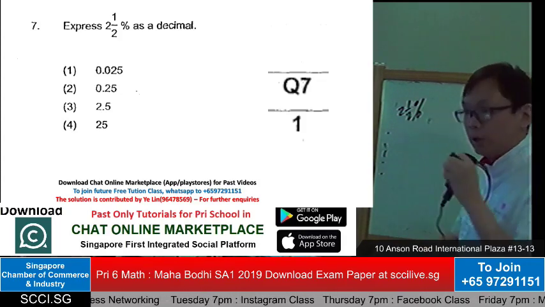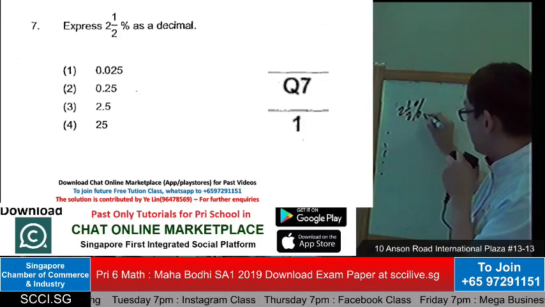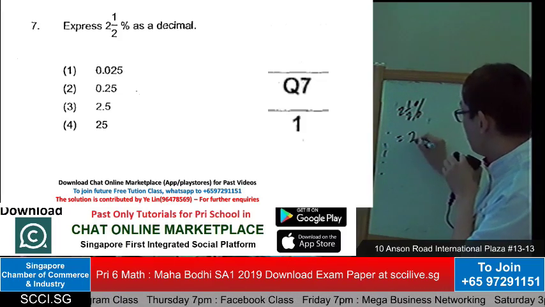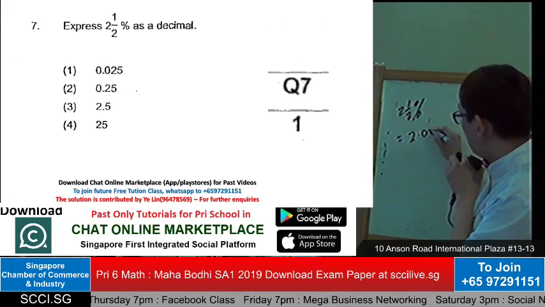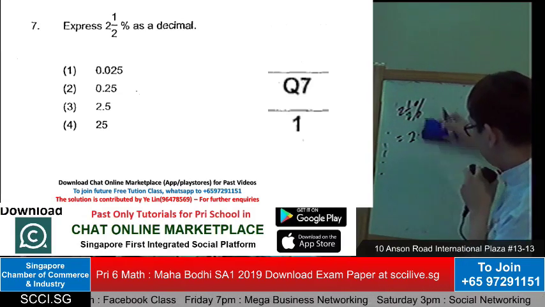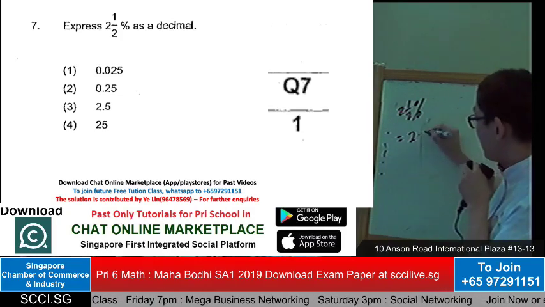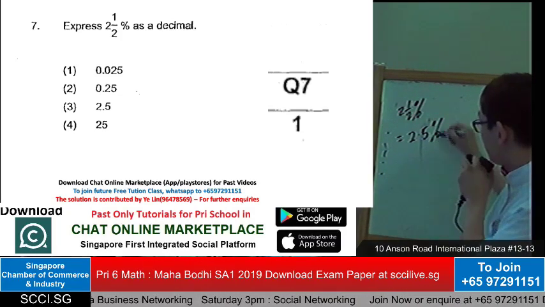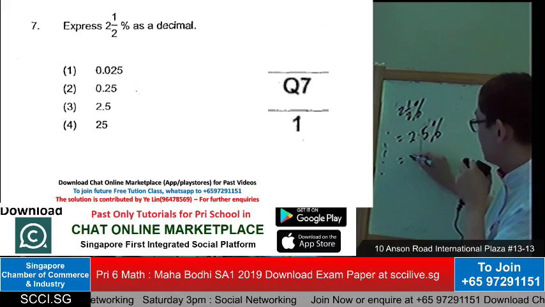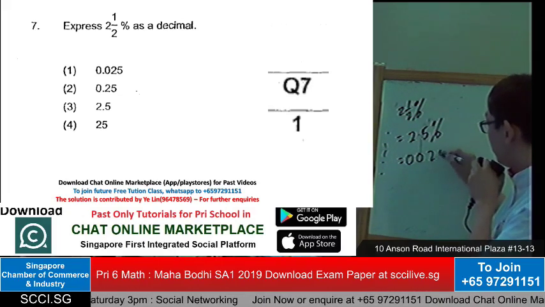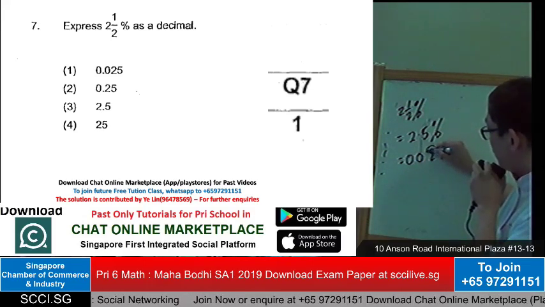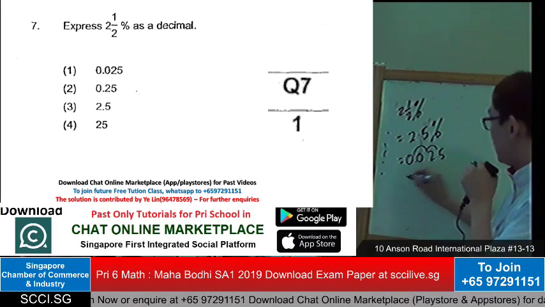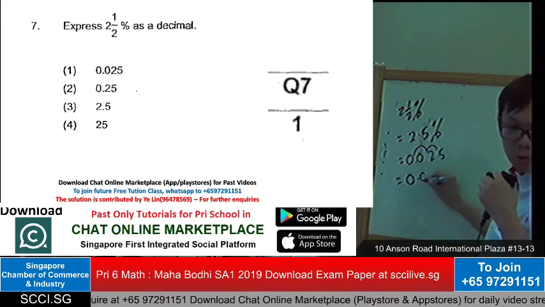If you just look at it, you change this into a decimal first. Take note, 2.5% is because half is 5%. If you change it into a decimal, you move two places upwards: 0.025. So the answer is equal to 0.025.